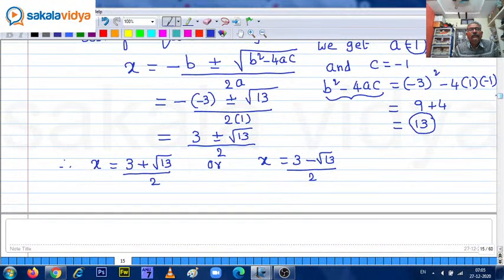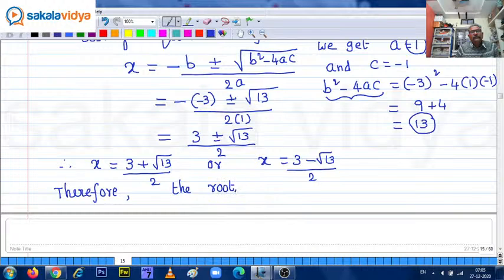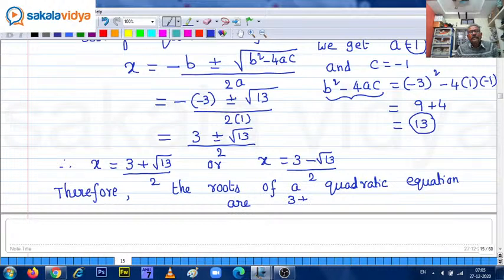So now, therefore, the roots of the quadratic equation are 3 plus root 13 upon 2 and 3 minus root 13 upon 2.